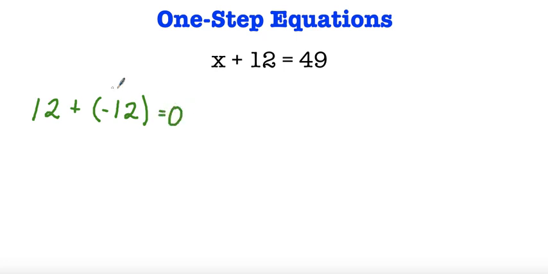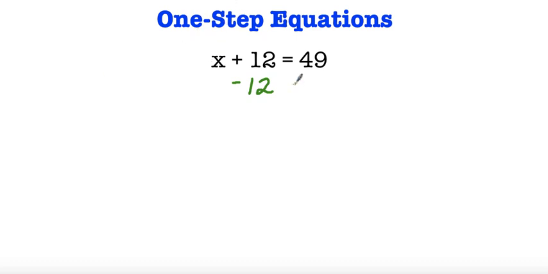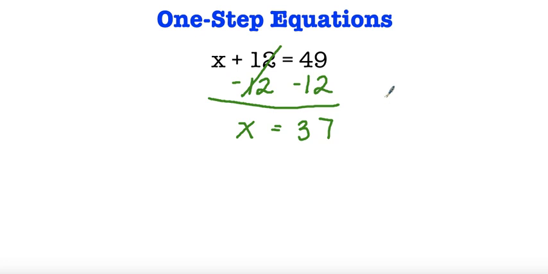Now we know that 12 plus negative 12 is the same thing as 12 minus 12, so we could simply subtract by 12 on both sides. And we know that 12 minus 12 is 0, so that cancels out. On the left side, we're only left with x, and x equals now 49 minus 12. 9 minus 2 is 7, and 4 minus 1 is 3. So our answer here is 37. So now that we've isolated our x, we've learned that the value of x is 37.